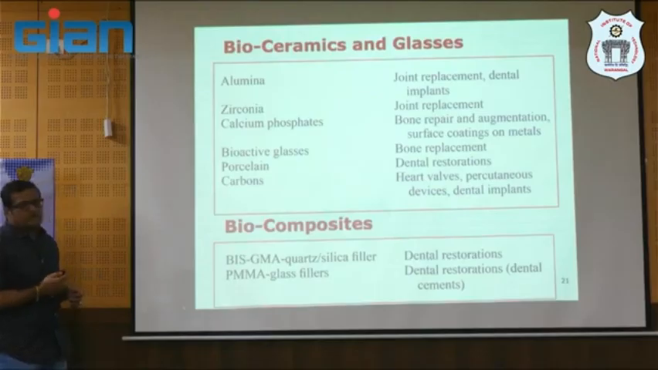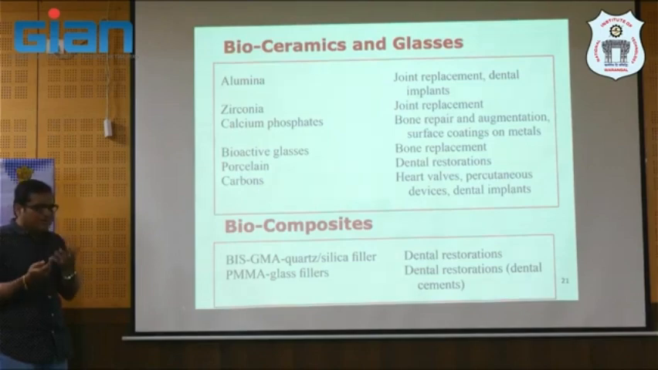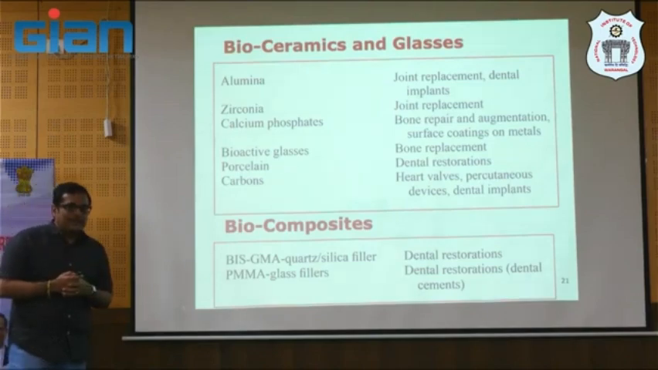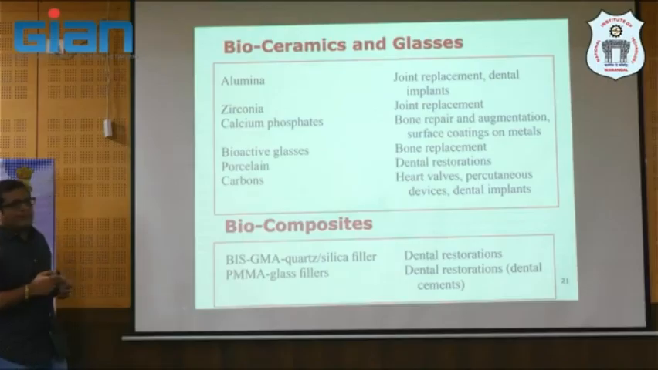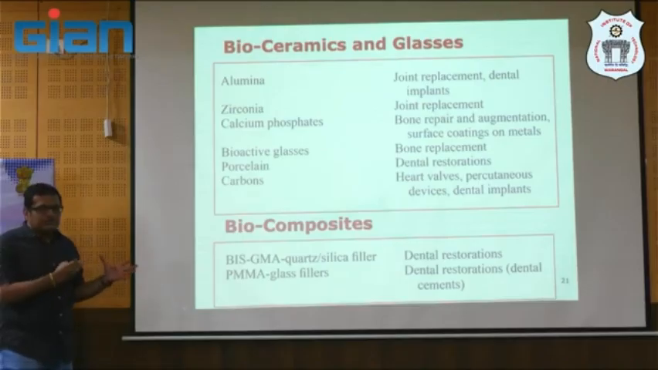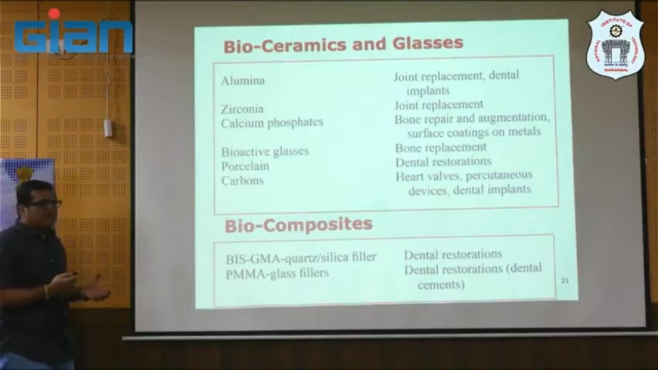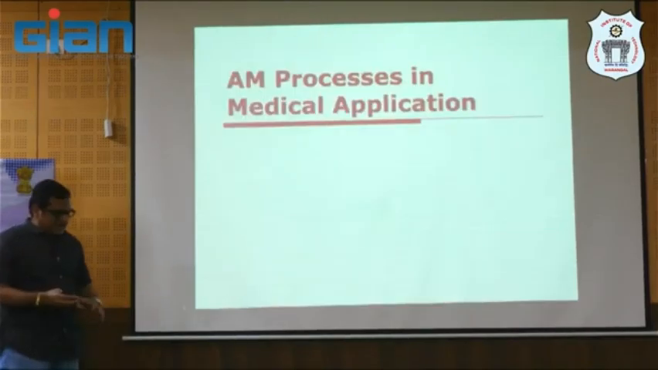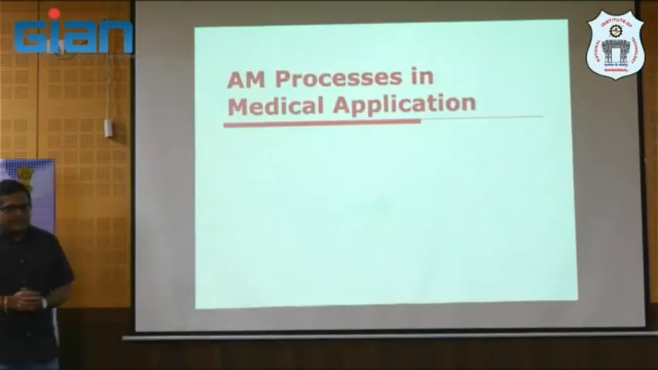Talking about ceramics, you have alumina, zirconia, calcium phosphate, bioactive glasses, porcelain and carbon. If you take a bone substitute, probably hydroxyapatite, HAP, a calcium phosphate, which you can 3D print now. Then there are composites. You have a few, and it is possible to process composites for dental restorations or dental cements, so you can have biocomposites also. That is about the materials.